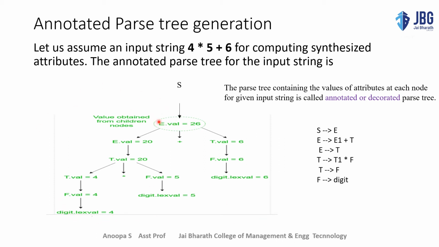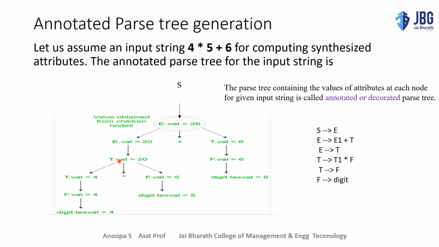Now here I don't have the value yet, E dot val I don't have now, here also I don't have, here also I don't have. When I reach F dot val, I have the digit 4 as the input. So I write digit dot lexval equal to 4. Now I have F dot val equal to digit dot lexval, so I assign this 4 to F dot val. Now T dot val equal to F dot val, so I have assigned T dot val as 4.